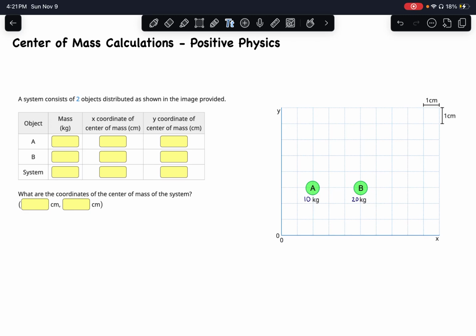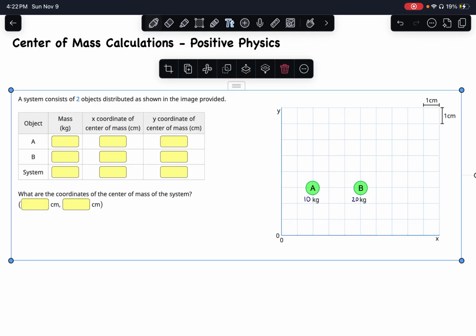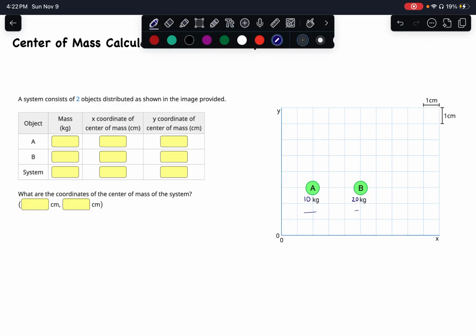We're going to look at how to do the center of mass calculations in positive physics. So if you look here, we have a 10 kilogram object and a 20 kilogram object. So we're looking for the center of mass of this system. So over here, you're going to fill out the information that we know.